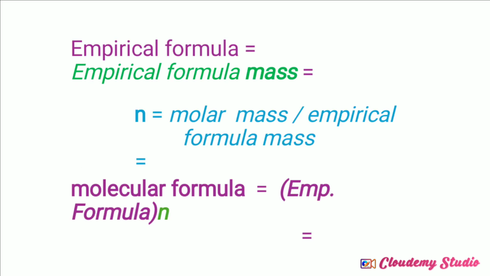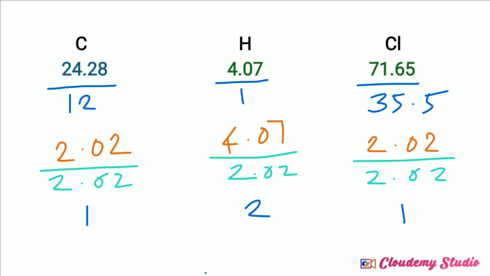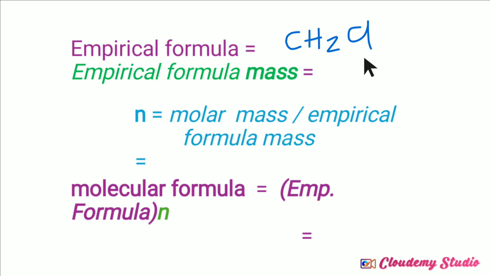Using the simplest ratio, now we can write the empirical formula. That is, carbon 1 time, hydrogen 2 times, chlorine 1 time. Once again we can check: carbon 1 time, hydrogen 2 times, chlorine 1 time. That is CH2Cl. That is what we have written, CH2Cl.